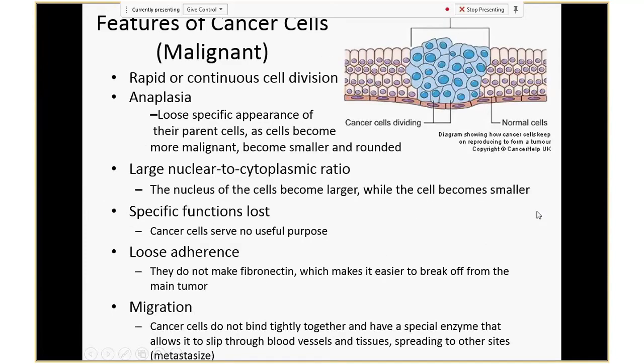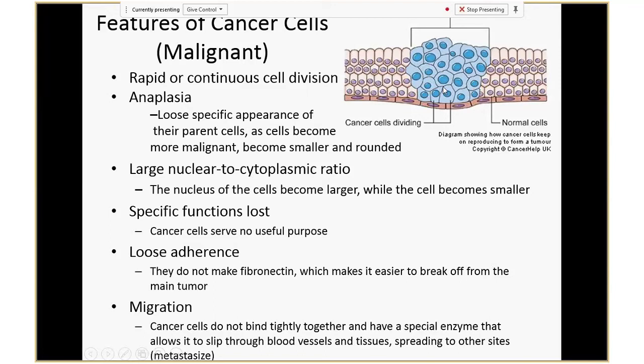So what does a cancer cell look like? Most cancer cells have a rapid or continuous cell division. Compared to a normal cell of the body, cancer cells progress at a very high rate. Anaplasia just means that the cells in general, as you can see here, are different looking than the normal cells. They become irregular looking, circular little areas, and the nucleus becomes very large.